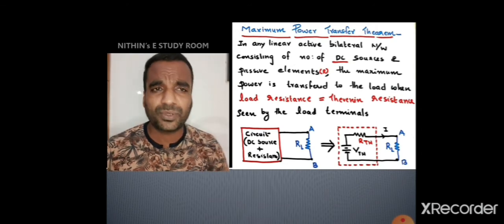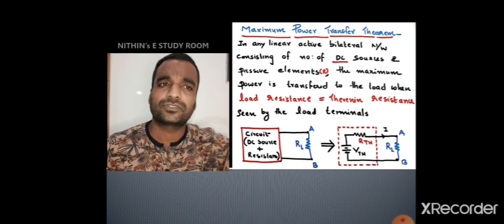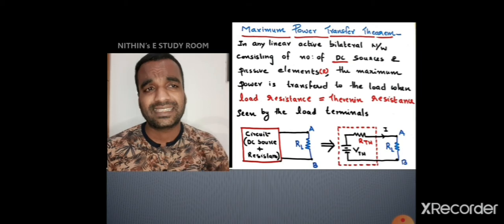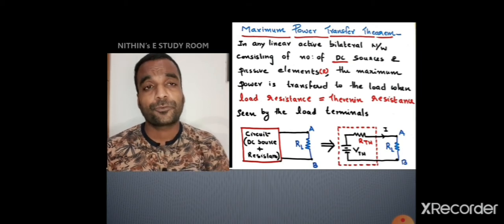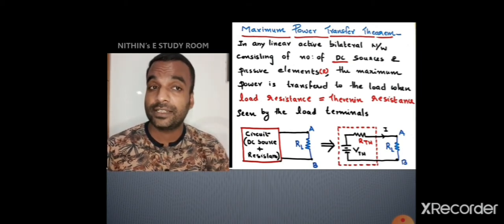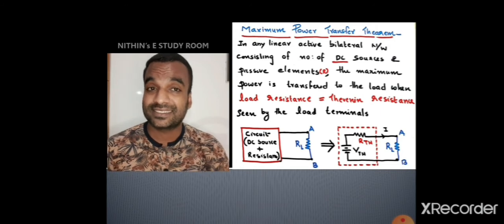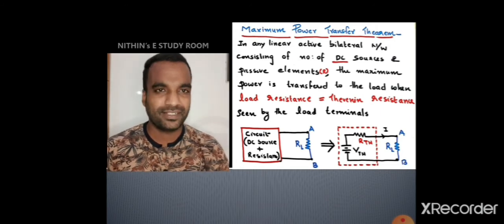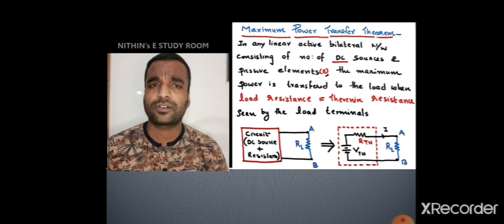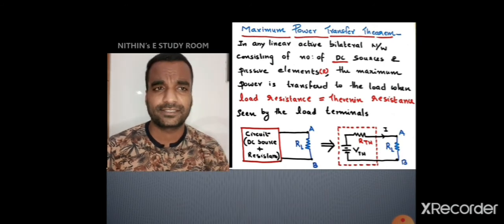Whenever RL is equal to R Thevenin, you will get maximum power transfer to RL. So in such a circuit, you have to calculate the value of R Thevenin, and you have to design RL such that its value is equal to R Thevenin. Then you can ensure that maximum power will reach your resistance. So this is the case.